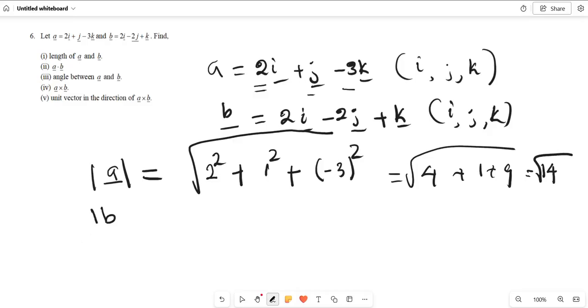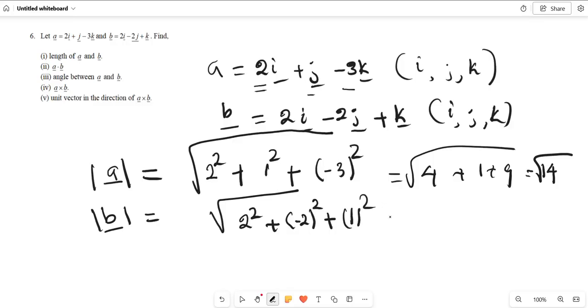In the same manner, you can take the magnitude of B, that is the length of B. So that is also 2 squared, and plus what is the coefficient of this one? That is minus 2. So minus 2 squared, plus this is 1, so 1 squared. And you want to get the square root of that. So here 4 plus here also 4 plus 1. So 9 square root means it is 3. Okay, that's the way you are getting the length of A and B.